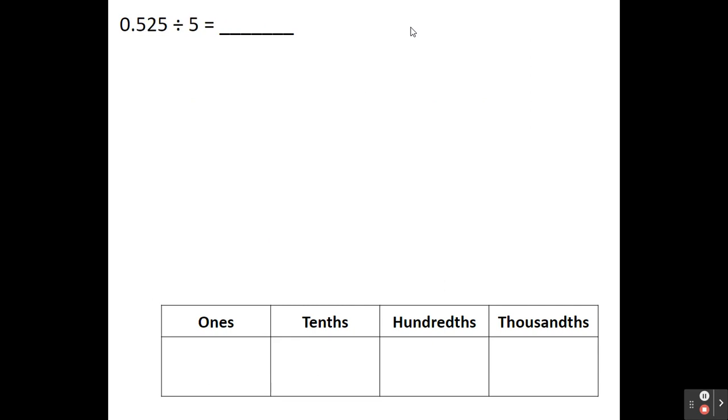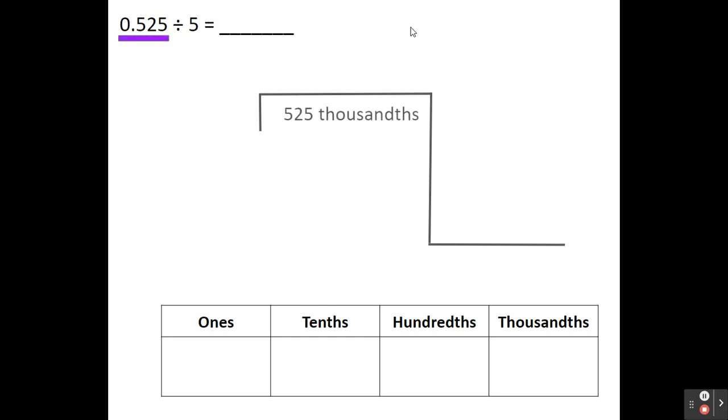All right, so next we are going to be dividing 525 thousandths divided by 5. I'm going to write 525 thousandths in unit form inside the division symbol. And I'm dividing it by 5 ones.